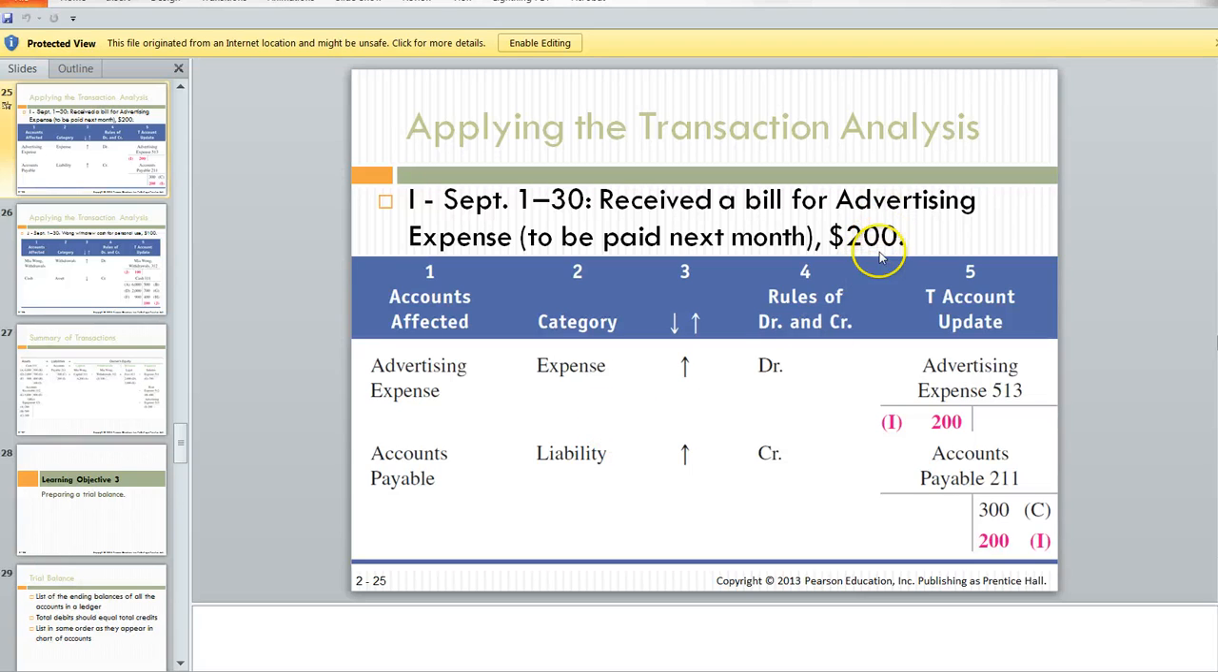We're going to pay this bill next month, so we have to record it as incurred, same as Chapter 1. Debit advertising expense, credit accounts payable. Again, we need to add to the expense. How do you add to an expense? With a debit. We need to add to the liability, called accounts payable. Ledger account number 211, ledger account number 513, debit, credit. Now that we see the accounts payable account, we've got $500 owed.